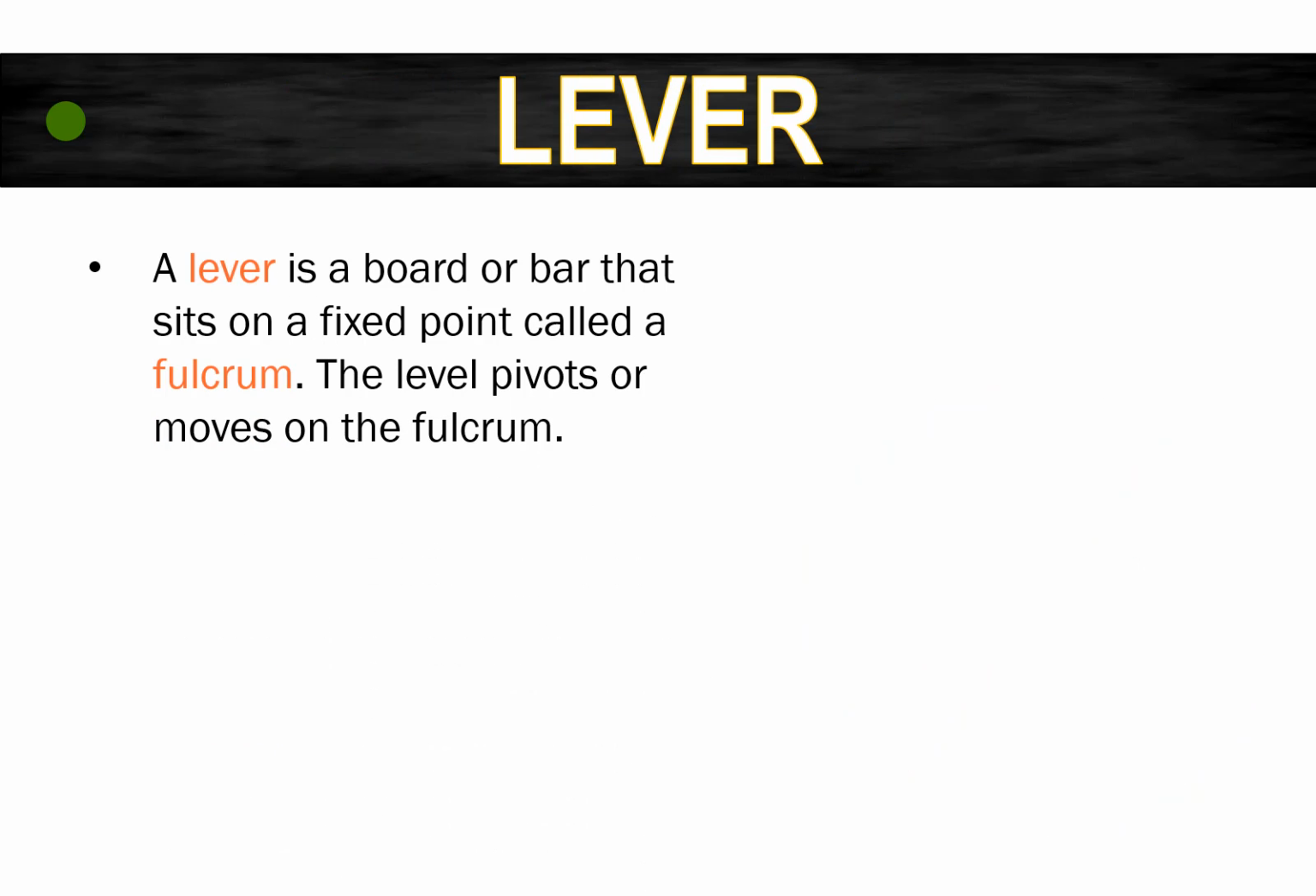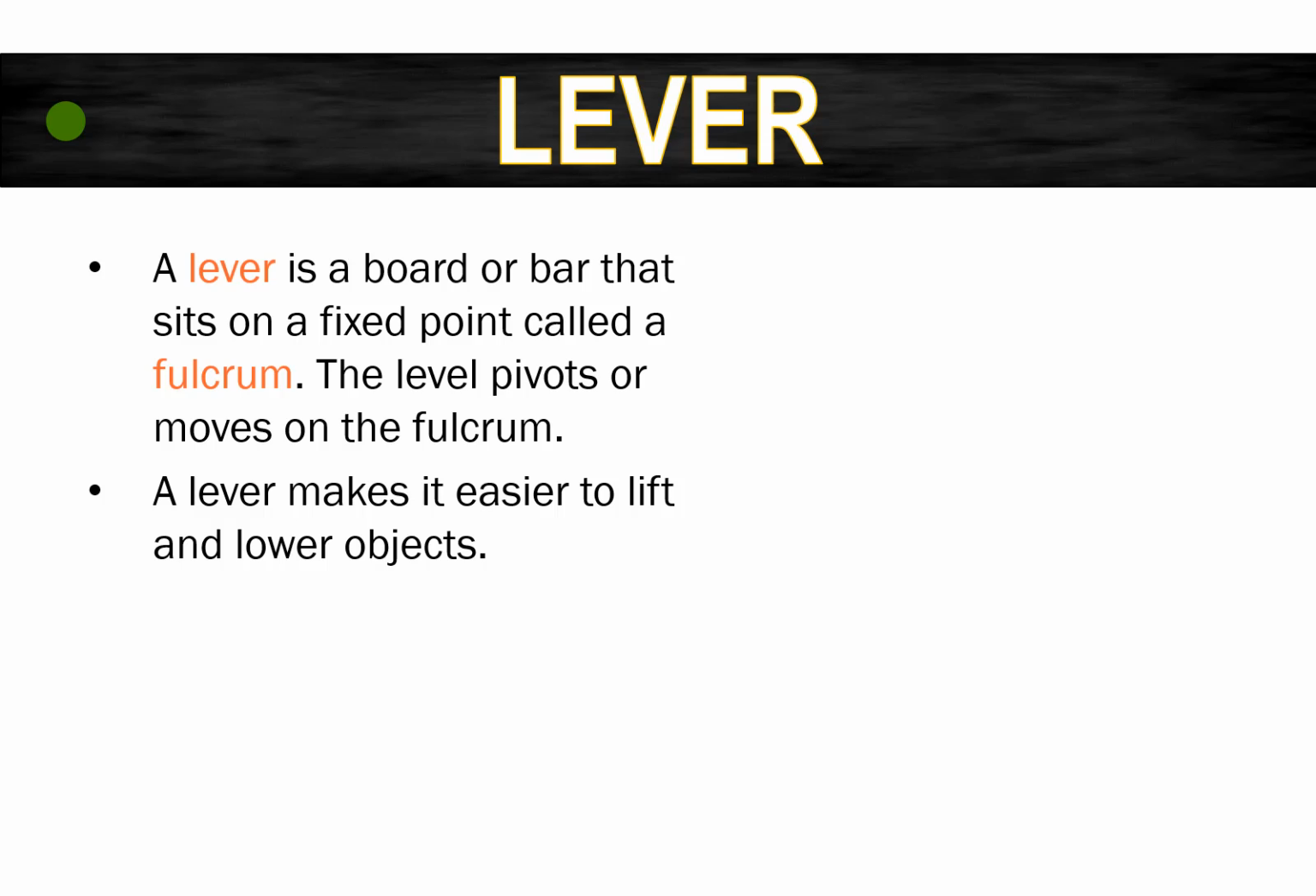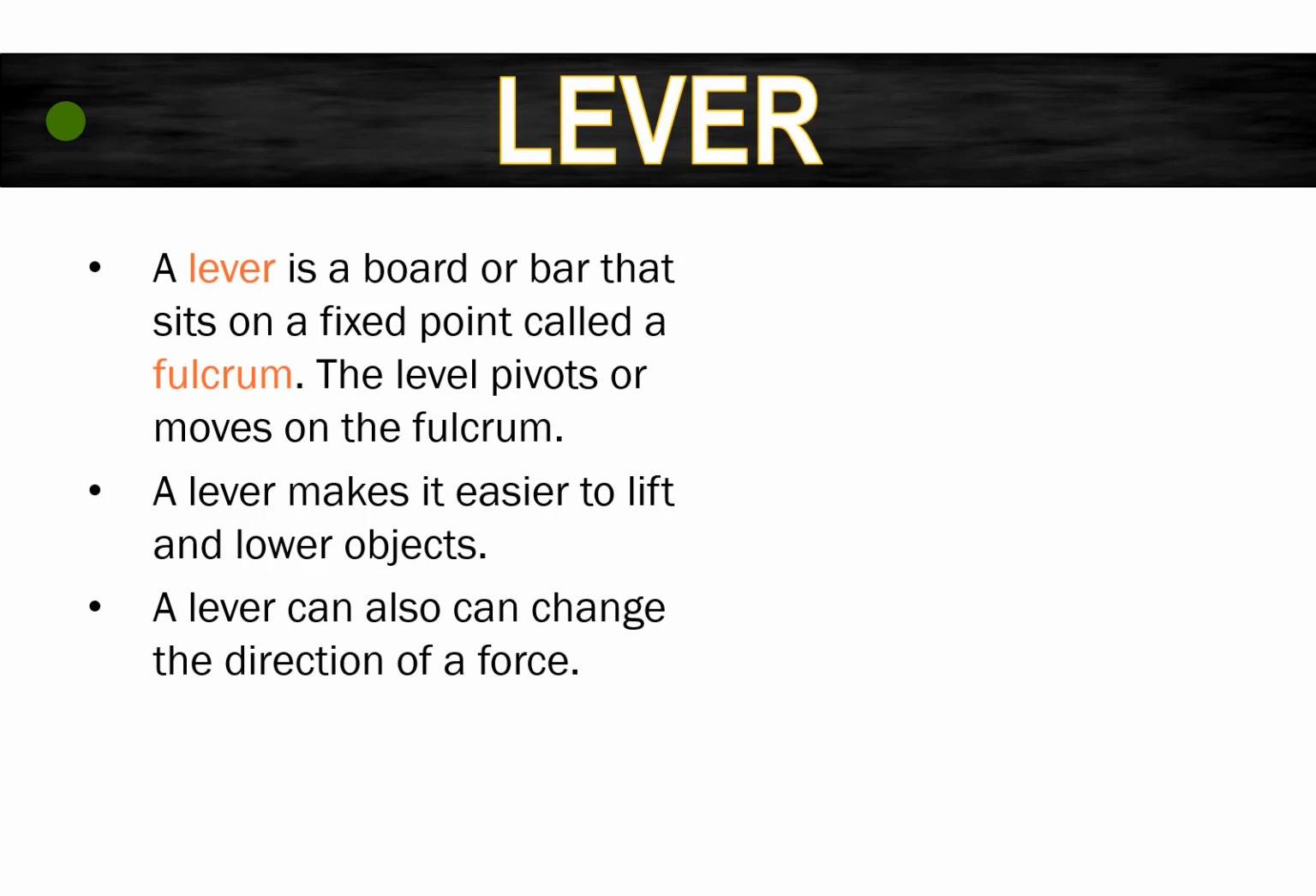Now, lever. A lever is a board or bar that sits on a fixed point called a fulcrum. The lever pivots or moves on the fulcrum. A lever makes it easier to lift and to lower objects. A lever can also change the direction of the force that you're wanting to apply.